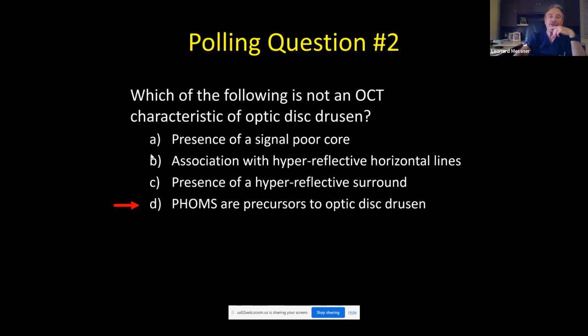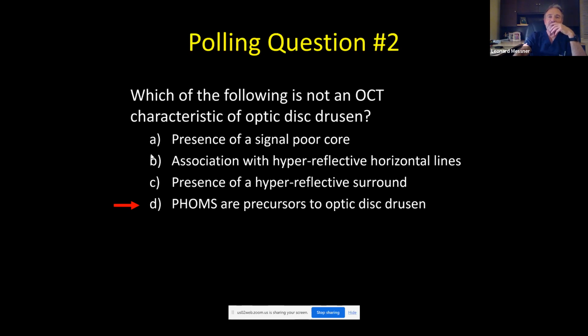Remember, FOMs are nothing more than bulging axons. They don't lead to drusen. You can get them with a wide variety of optic disc abnormalities, optic disc swelling, just tilted optic nerves that are part of anomalous optic nerves. So anything that can bulge optic nerves, those are FOMs. They are not precursors to disc drusen.